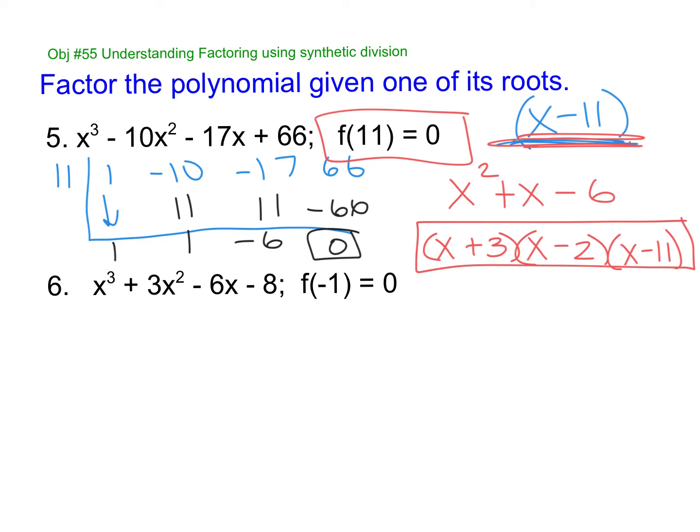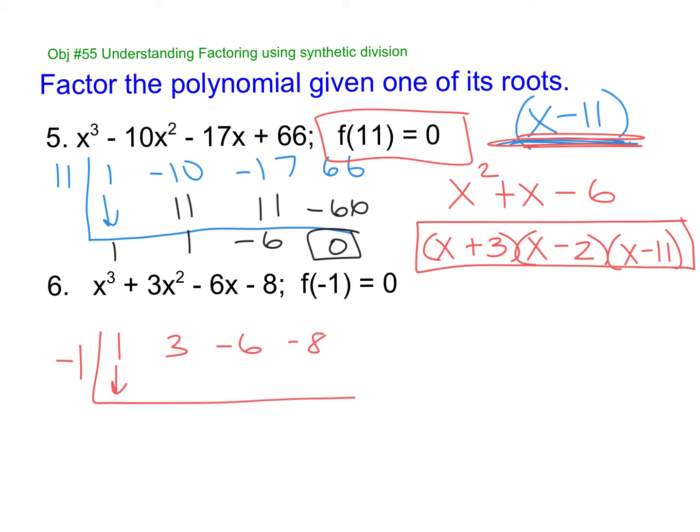So this is another way, instead of giving you one of the factors, they'll just say, well, this is the root. So pause and try this one on your own. So again, 1, 3, negative 6, negative 8. Now remember, we don't change the sign with the root. We only change the sign. All right, so we bring the 1 down.